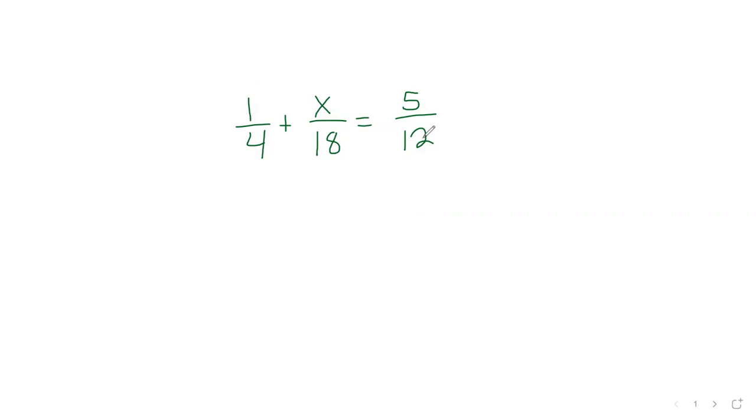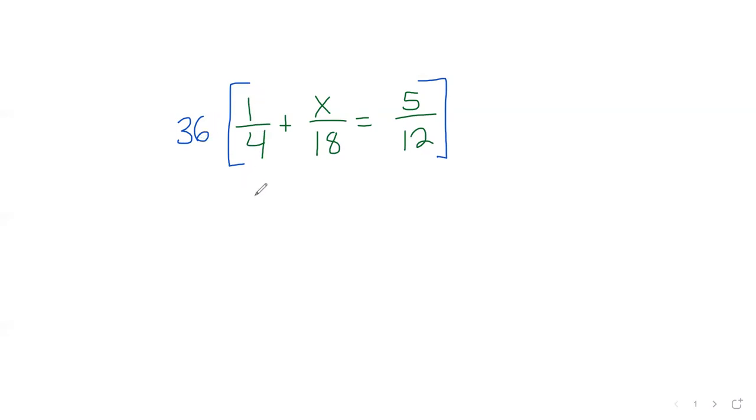This is a lot of work. It turns out that there's a much easier way to do this. And that is, let's look at all of the denominators in here, 4, 18, and 12, and figure out what their least common denominator would be. In this case, that would be 36. And what we're going to do is multiply every term in this entire equation by 36. So let's see what happens when we do that.